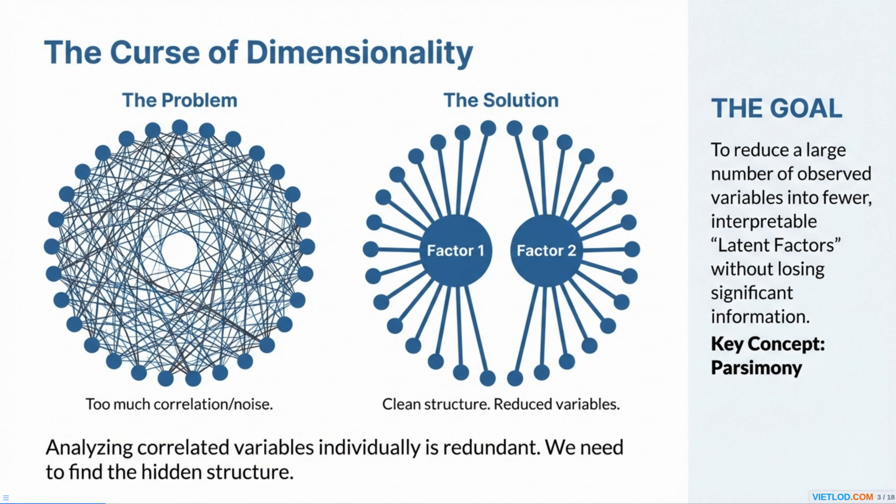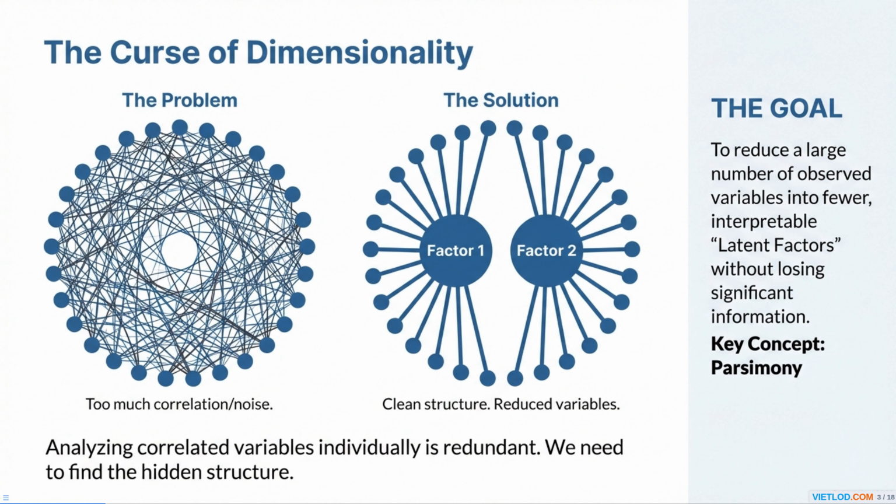The core problem we face is complexity. When we have many variables, the web of correlations between them can be overwhelming and noisy, making it difficult to see the underlying patterns. Factor analysis provides a solution by simplifying the structure. It groups correlated variables together, representing them with a smaller number of latent factors.